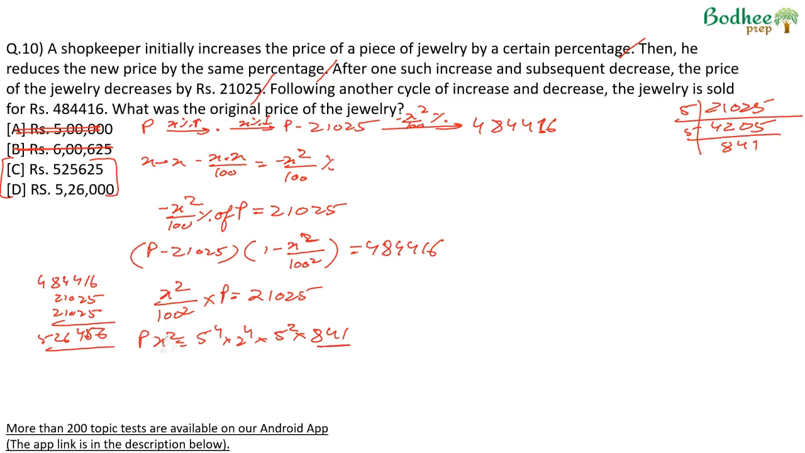841 will have no part of X square since my options are in integers. I'm saying all values have to be integers. 841 is not a square, so it cannot be a part of X square. So 841 has to be a part of P. So if we keep multiplying numbers from here, we should get close to P, which should be one of the options. So 841 into 25 is 21025.